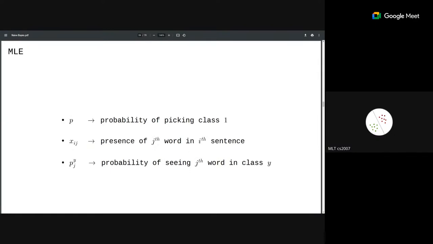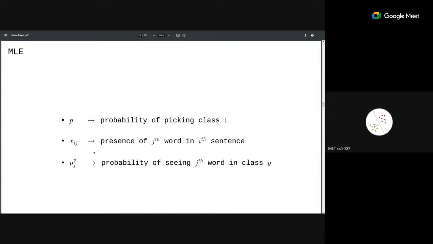Okay, so week 8 is a bit heavy on the notations. That's the only thing that's probably confusing in week 8. As far as possible, I've tried to stick to the notations as used. So P is the probability of picking class 1. Okay, so what will be the probability of picking class 0? 1 minus P, right? So that's P.